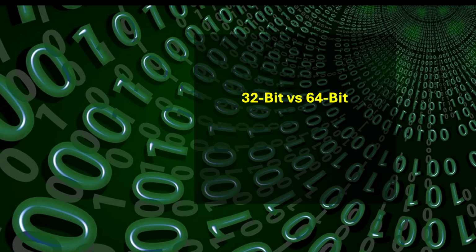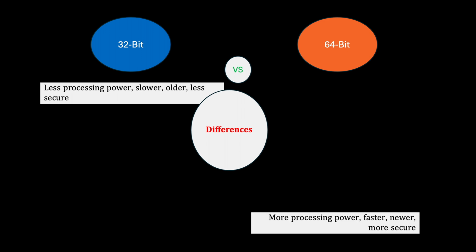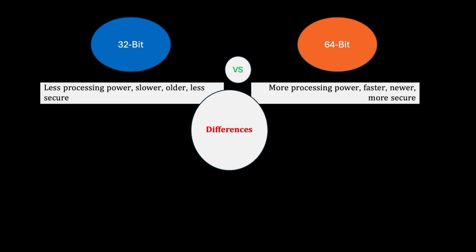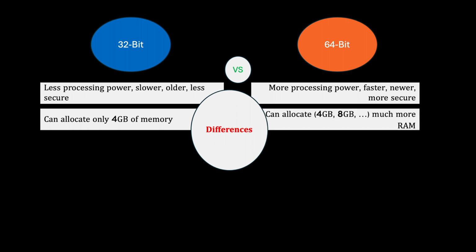32-bit and 64-bit. Let's see the difference between them. 32-bit has less processing power, is slower, older, and less secure, while 64-bit has more processing power, is faster, newer, and more secure. A 32-bit can allocate only 4 GB of memory, while 64-bit can allocate 8 GB and much more RAM.